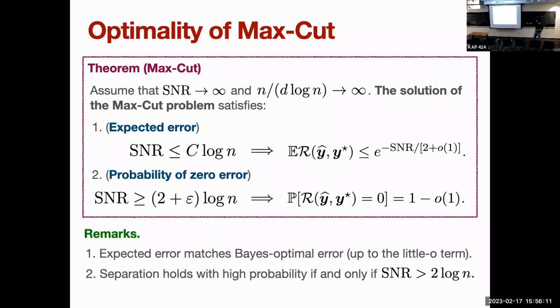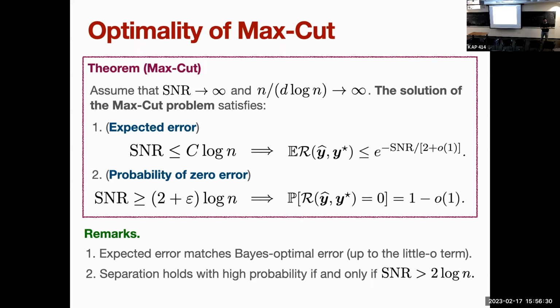It turns out that whenever the SNR is slightly bigger than 2 times log of n, then with high probability there is no overlap between the two clusters, and there is a hyperplane that would divide the two. That happens only if the SNR is larger than 2 log n.